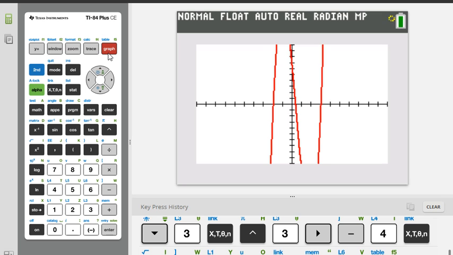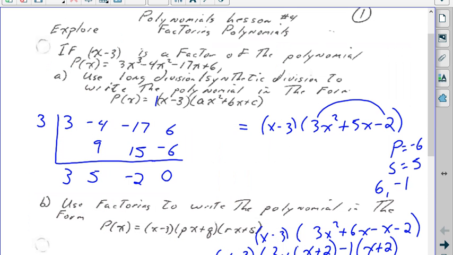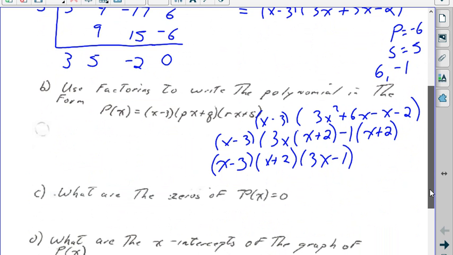one, there's my blue graph, and notice right over top of it is my red graph. So we have factored it properly. We're writing the same equation in a different form.